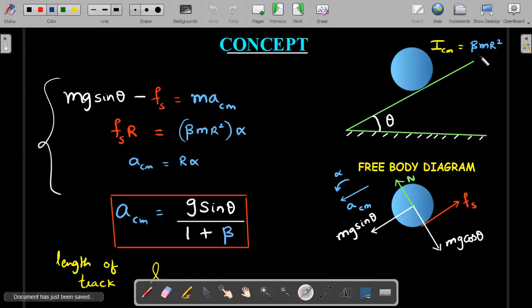So if it were a sphere, it would be 2 by 5 mr square. If it were a shell, it would have been 2 by 3 mr square. In case of a disk or a solid cylinder, you have half mr square. So the beta fraction written in front of that formula represents the mass distribution of that object around its axis of rotation. That's what I'm going to carry forward in the general version of the concept.